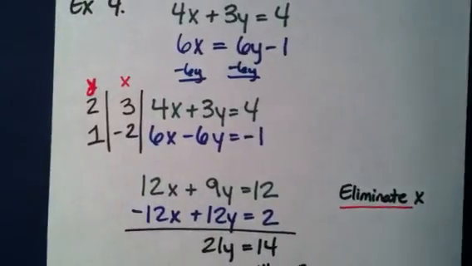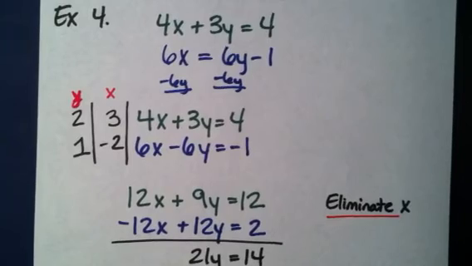My fourth and final example for the elimination method is 4x plus 3y equals 4, and 6x equals 6y minus 1. First thing I'm going to have to do is get it converted into the ax plus by equals c format. So I'm going to subtract 6y from both sides in the second equation. So now I'm dealing with 4x plus 3y equals 4, and 6x minus 6y equals negative 1.